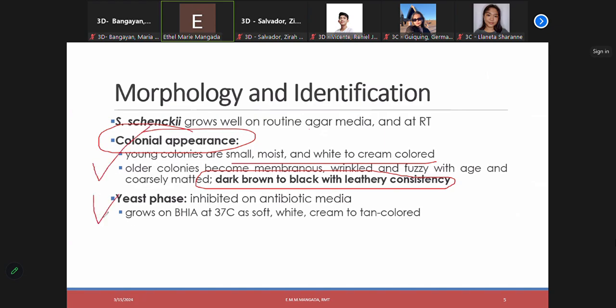In their yeast phase, they're inhibited on antibiotic media. So what we use to grow them is brain heart infusion agar at 37 degrees Celsius, and they appear white, cream to tan in color. So that's for your Sporothrix schenckii.